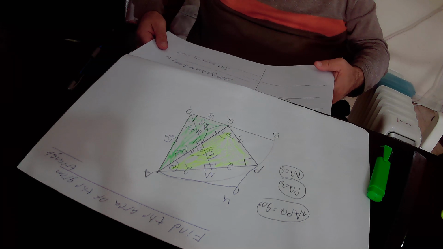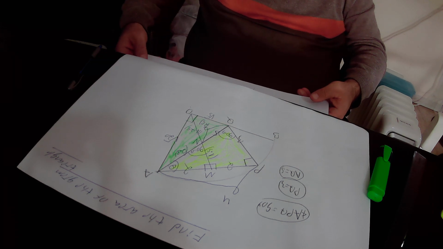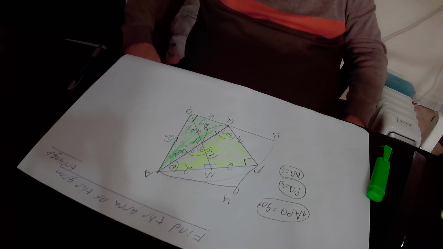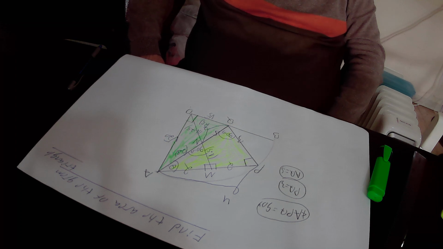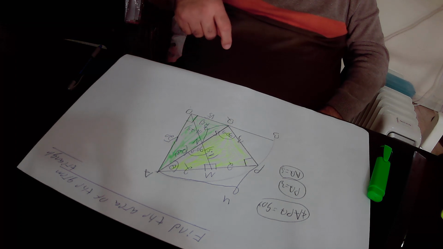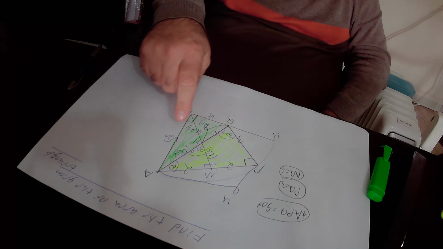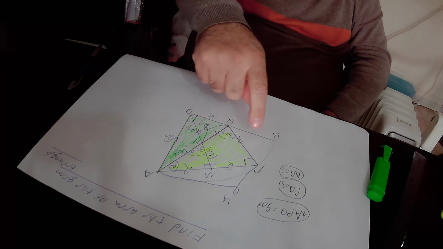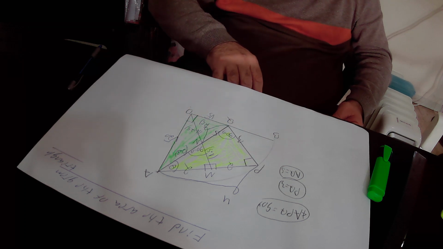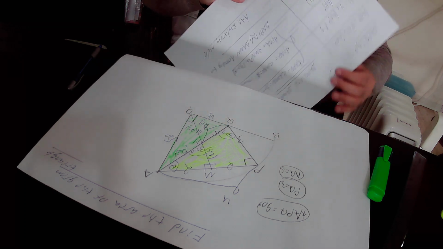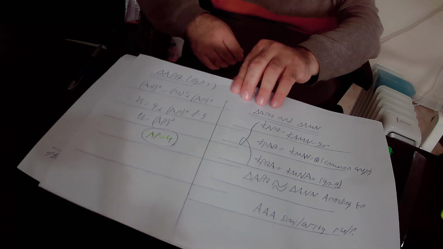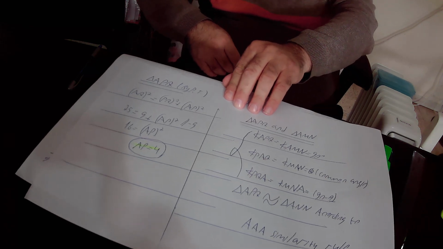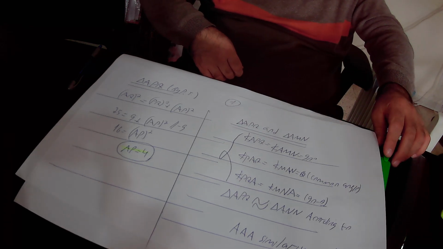According to the Pythagoras theorem, in any right triangle, the square of the hypotenuse equals the sum of the squares of the perpendiculars. In the yellow right triangle APQ, the hypotenuse is AQ, therefore the square of the hypotenuse is AQ square, and it must be equal to PQ square plus PA square. Repeat again. AQ square equals PQ square plus AP square.